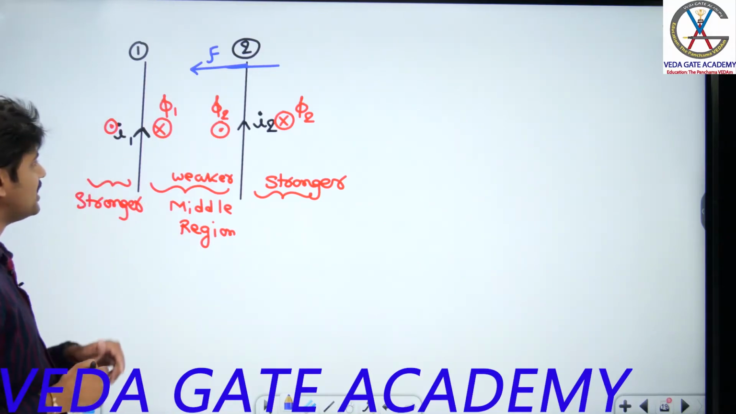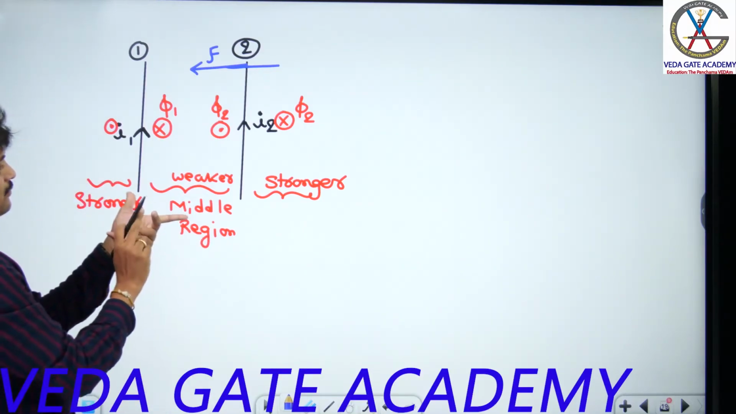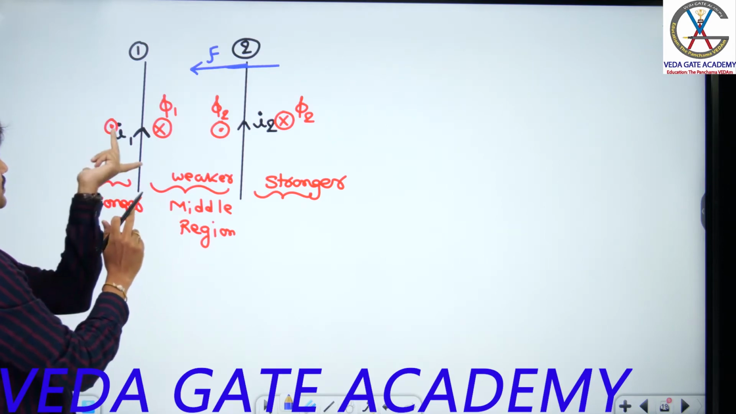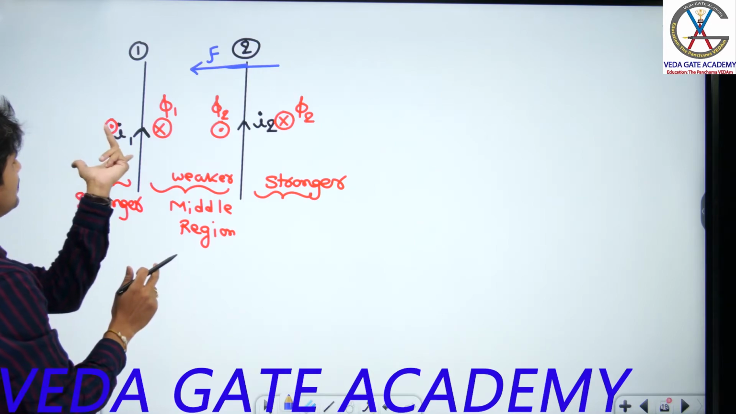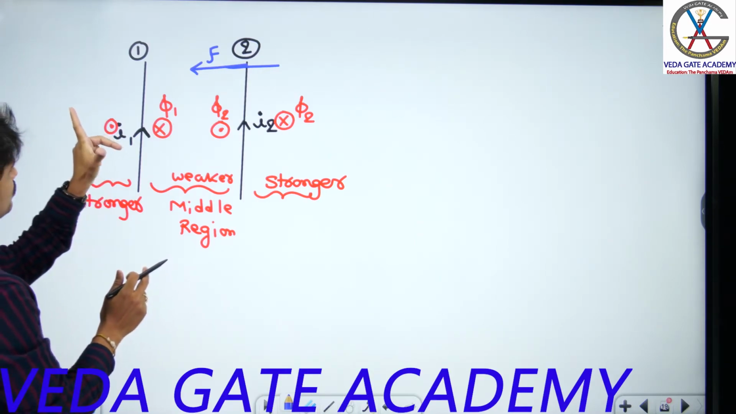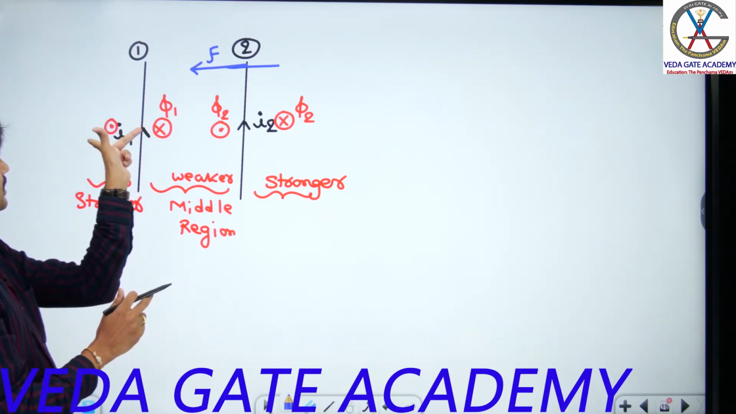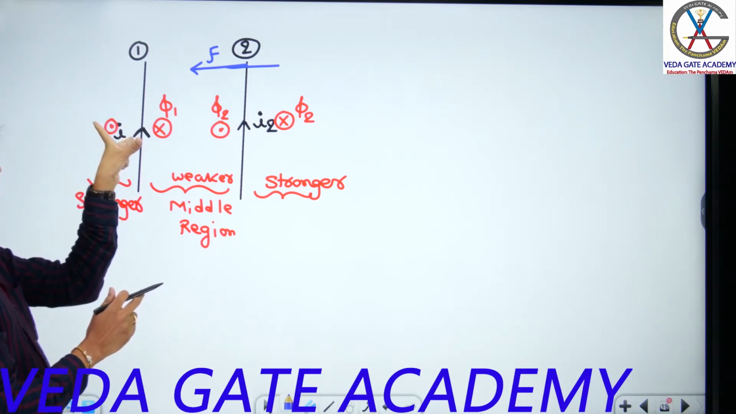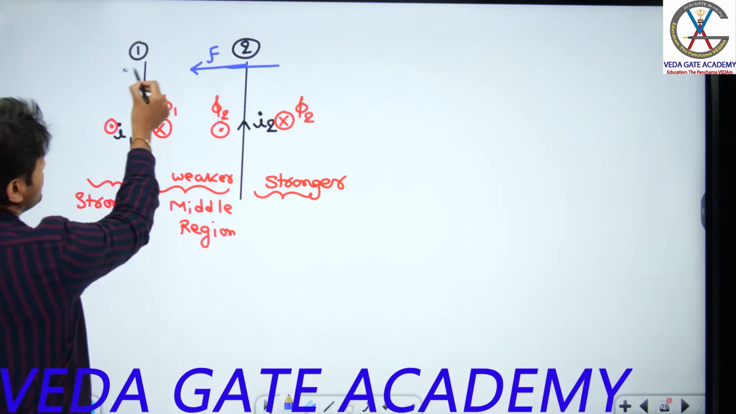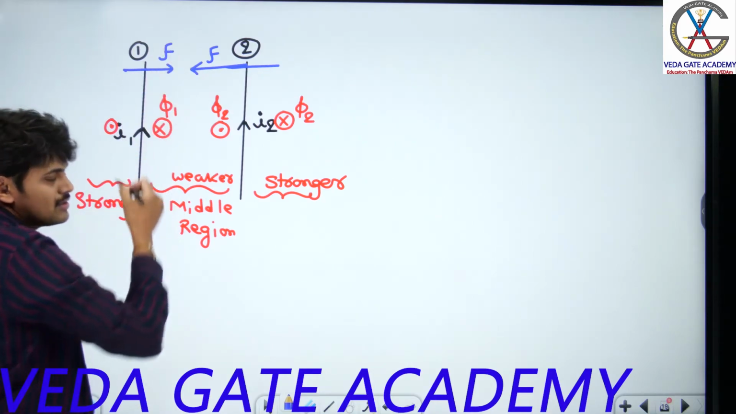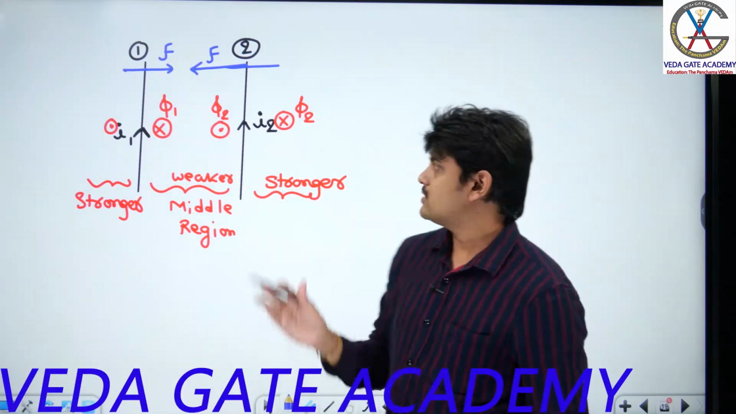Now if you try to similarly apply for this one, here first you need to apply the center finger, the direction of current is in this fashion, and then check whether the stronger flux region is outside or inside. If you try to see here, my center finger is into the plane and this is out of the plane, so my force will be in this direction. The force acting on this particular conductor 1 will be in this direction.